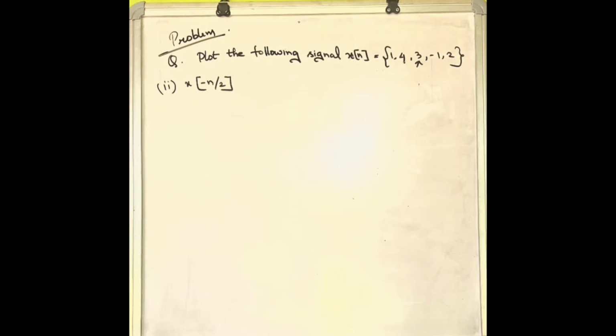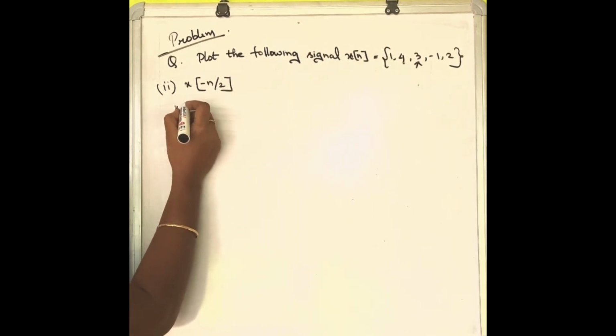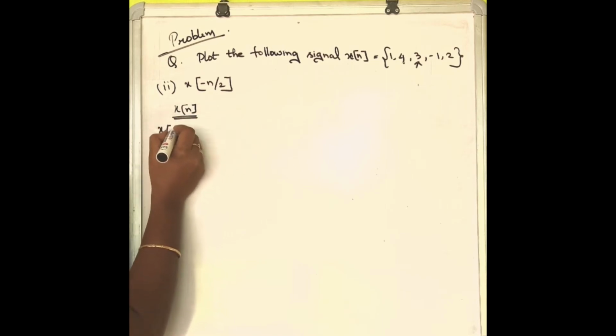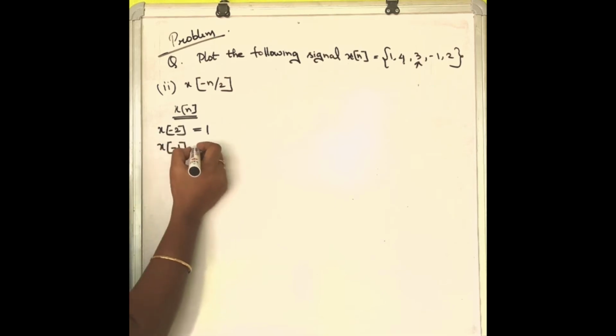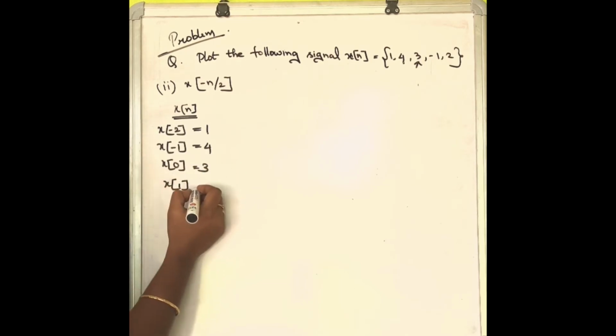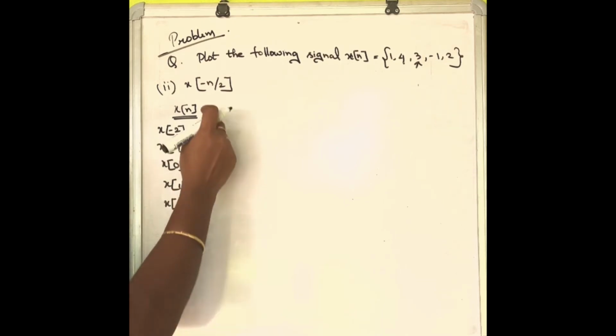The second subdivision, x of -n by 2. For doing so, first write the values of x of n. So for x of n you will have x at -2 is equal to 1. X of -1 is equal to 4. X of 0, 3. X of 1, -1. X of 2, that is 2. So this I have written.